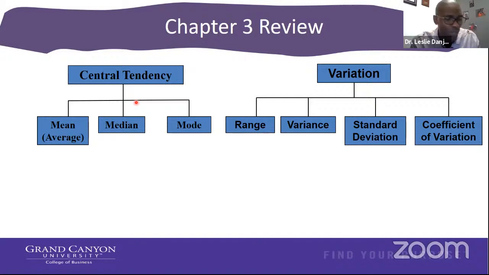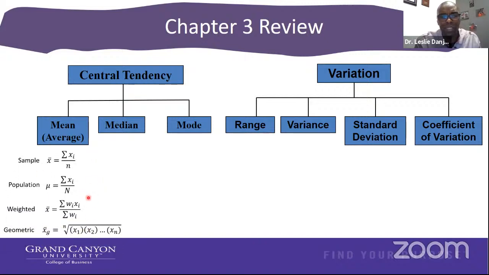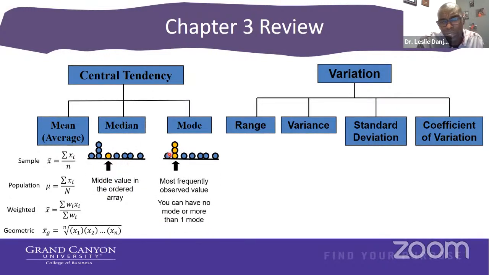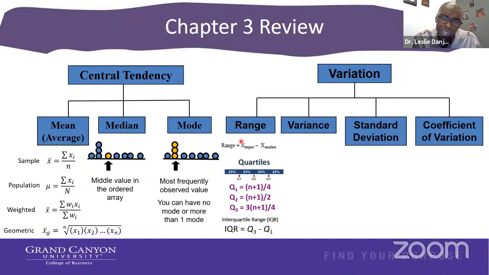But here are the manual calculators. For your mean, all of this guy right here. For your median, it's your middle number. For your mode, whichever number shows up most frequently. For your range, it's always your largest number minus your smallest number.